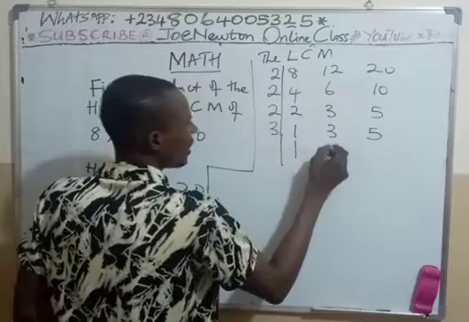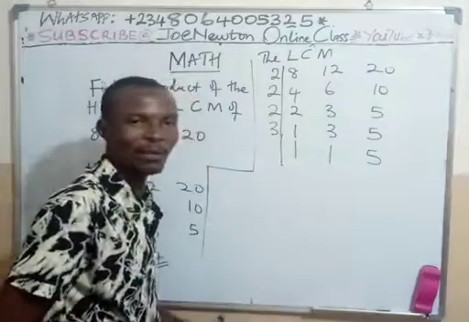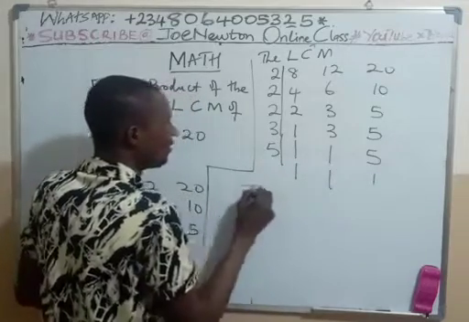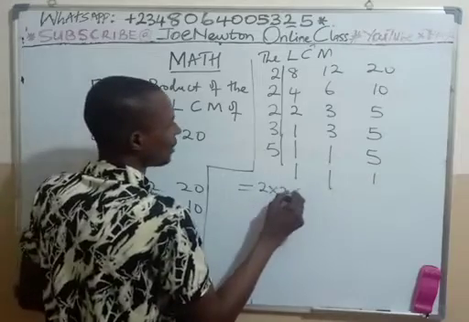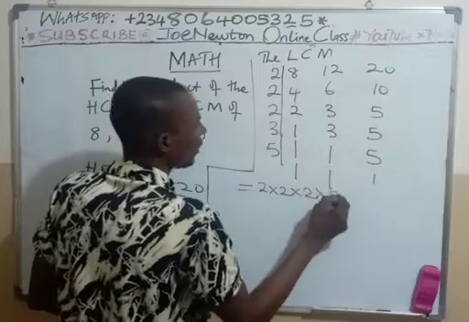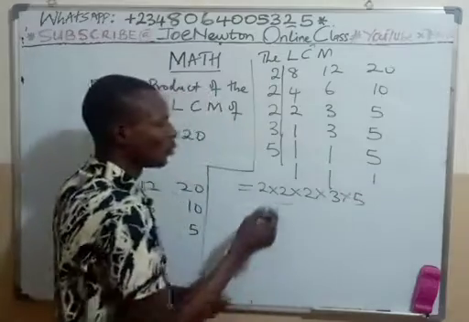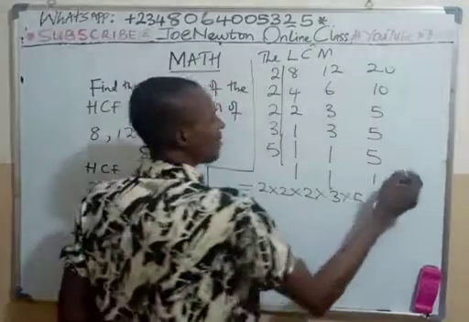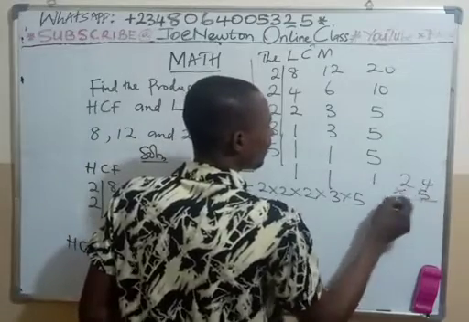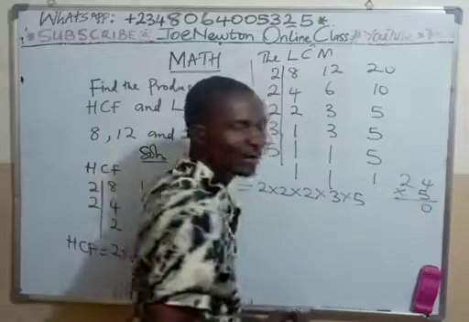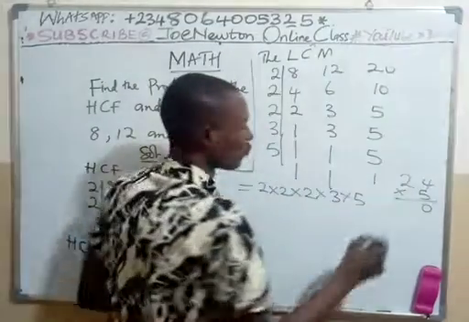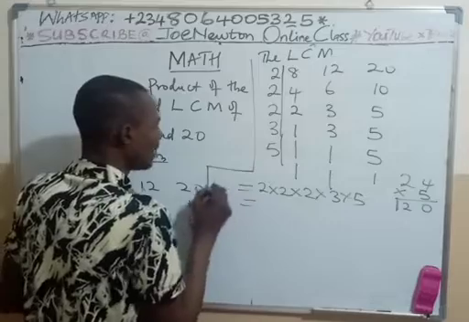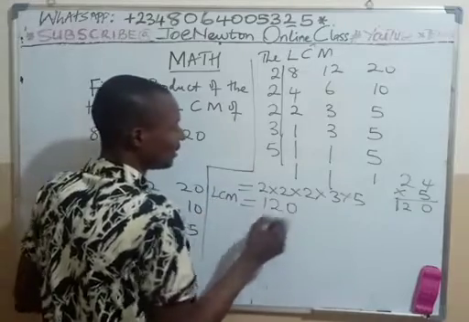Okay, so the next factor here is 3. 3 divide 3 is 1. 3 divide 5 cannot go without a remainder, so we bring down 5. The next is 5. We bring down 1. 5 divide 5 is 1. This leaves us with 2 times 2 times 2 times 3 times 5. 2 times 2 is 4. 4 times 2 is 8. 8 times 3 is 24. Then 24 times 5: 5 times 4 is 20, write 0, carry 2. 5 times 2 is 10, plus 2 is 12. So we have 120. Our LCM here is 120.